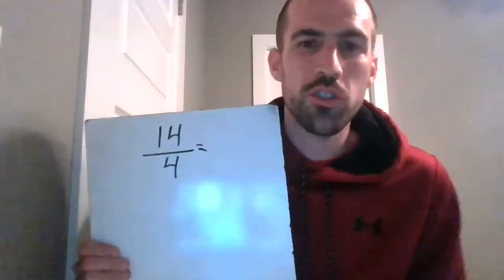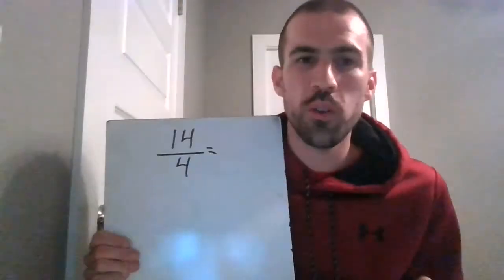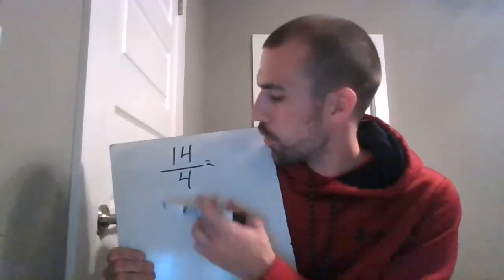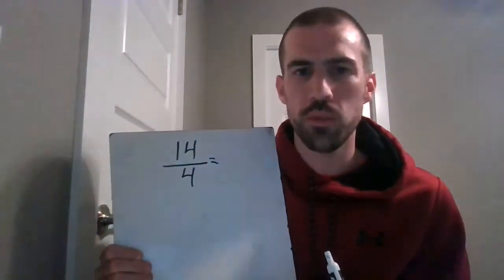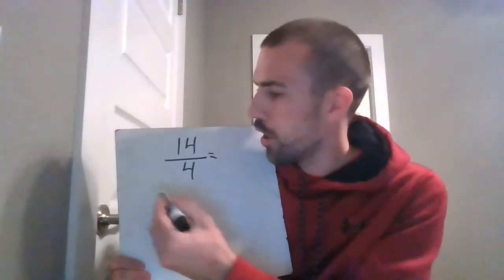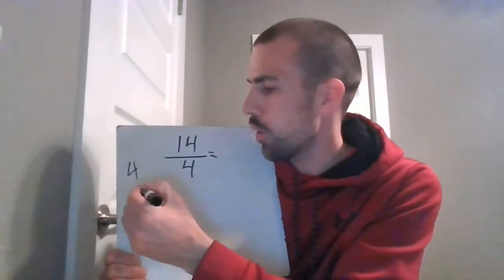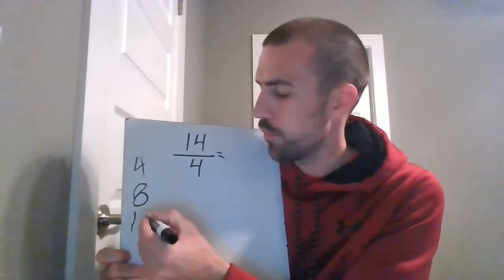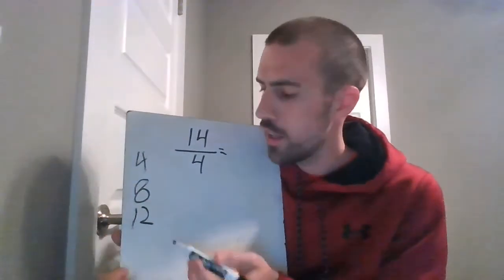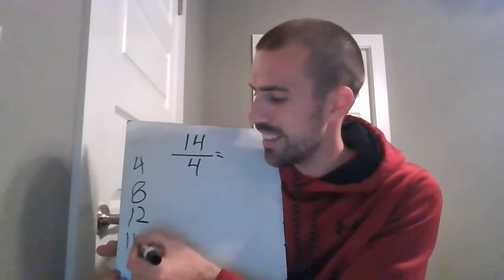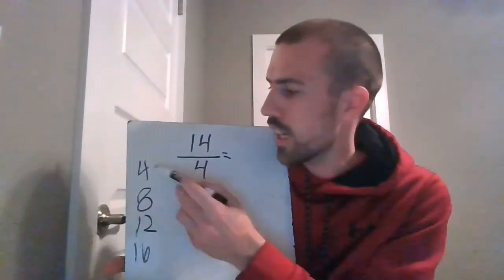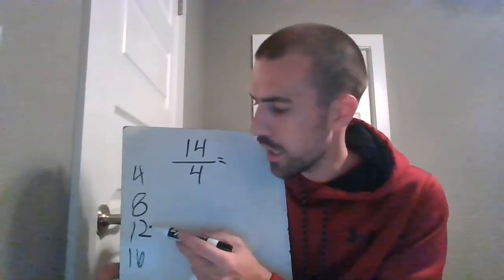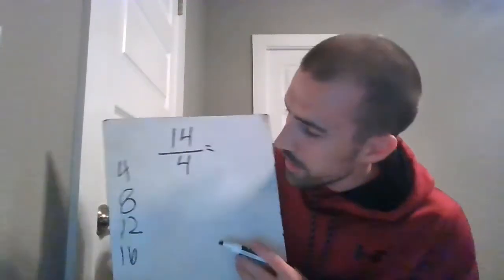All right, now I'm just going to show you a different way to solve this where you don't have to necessarily draw a picture. We're just going to lay out our 4s, okay? So we're going to write all of our multiples of 4. So 4 times 1 is 4. 4 times 2 is 8. 4 times 3 is 12. And then 4 times 4 is 16. Or you can count up 4, add 4 more, you get 8. Add 4 more, you get 12. Add 4 more, you get 16.